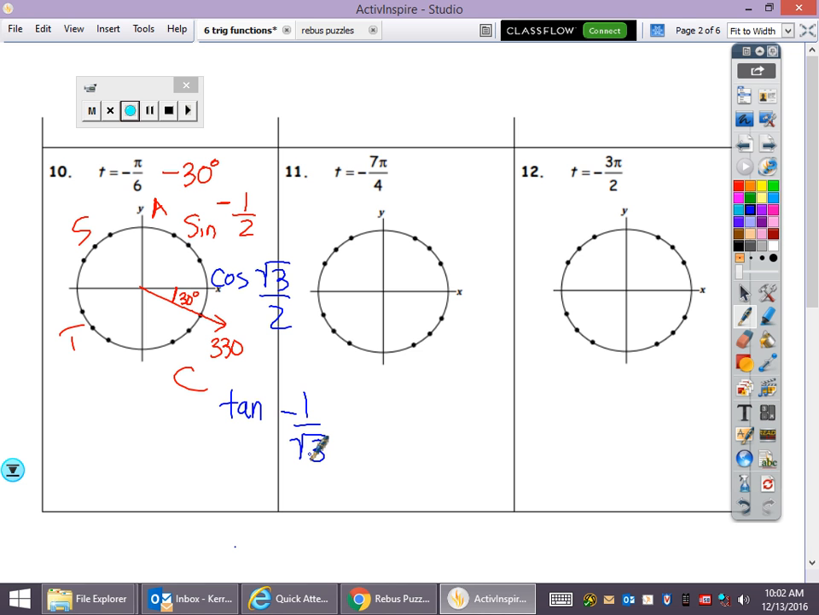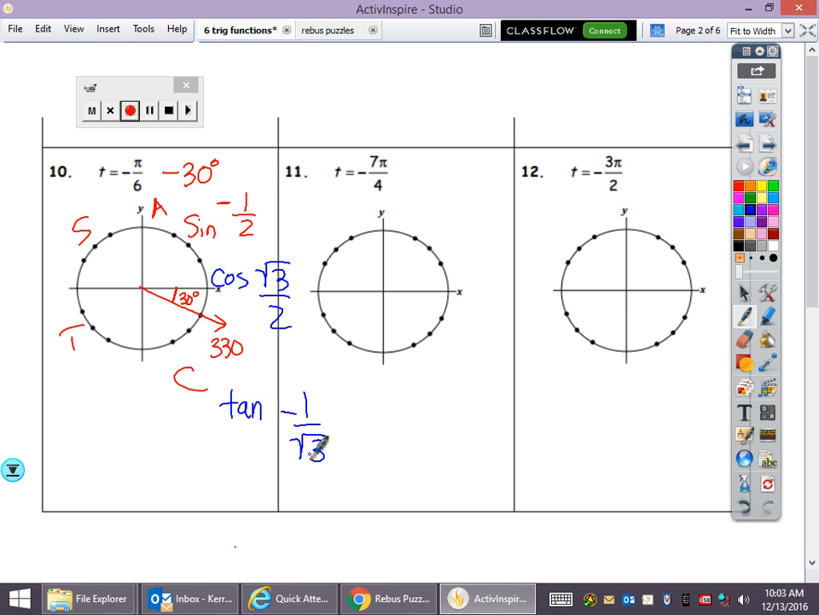Now, that is not a proper answer. We should really rationalize the denominator, but for purposes today, we're going to leave it like that. We're just practicing finding the trig, okay? We'll work on rationalizing later. Everyone good with that first one? I would multiply the top and the bottom by the square root of 3, which would give me negative square root of 3 over 3. Okay, we'll get into that later.